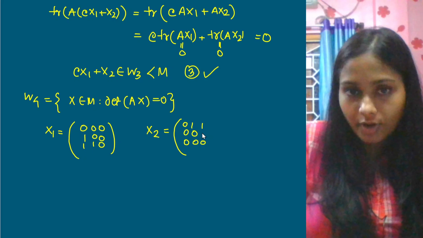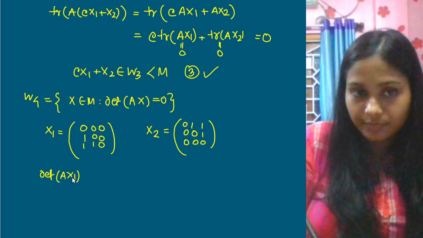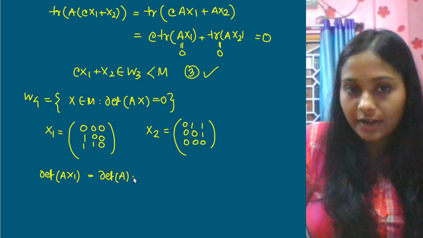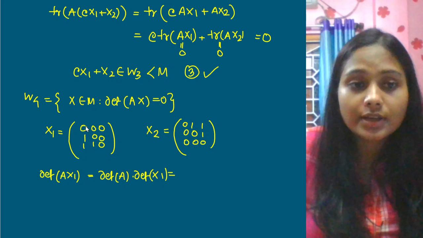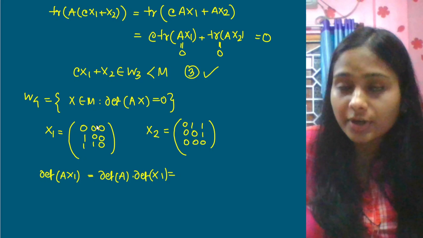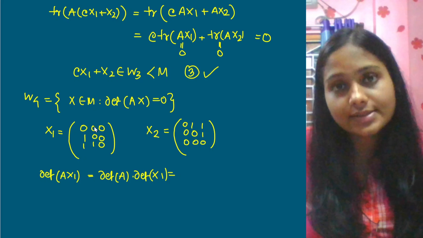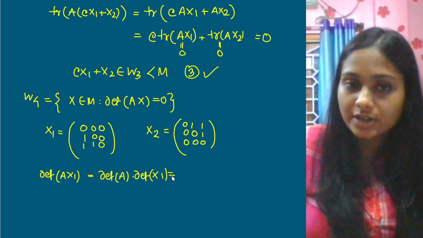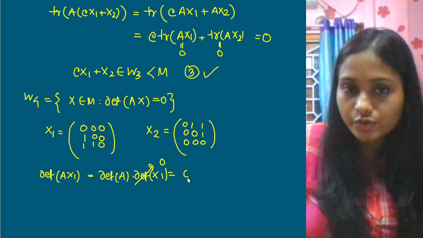So, determinant of Ax1. What is that? Determinant of A into determinant of x1. This is by the property of determinant. So, what is determinant of x1? x1 is a strict lower triangular matrix and the diagonal of this has only 0 elements. So, determinant of a lower triangular matrix is the multiplication of its diagonal elements. So, these are 0. So, this determinant is 0. This is 0. So, this whole is 0.